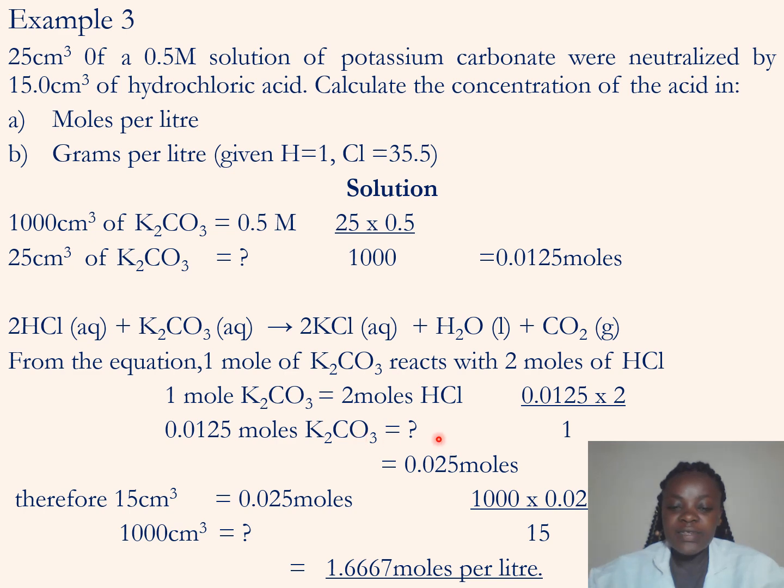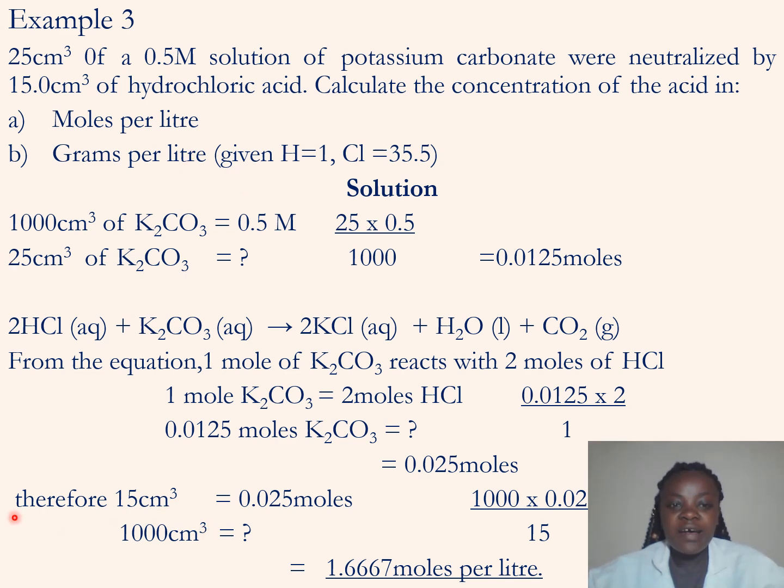So we ask ourselves, what about 2 moles? Here it is just a matter of multiplying 0.0125 multiplied by 2. So the number of moles of hydrochloric acid that was used in this reaction was 0.025 moles. Now, having the number of moles, we can get the concentration in moles per liter.